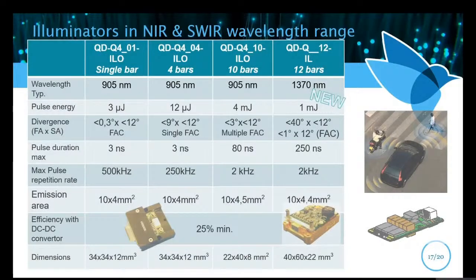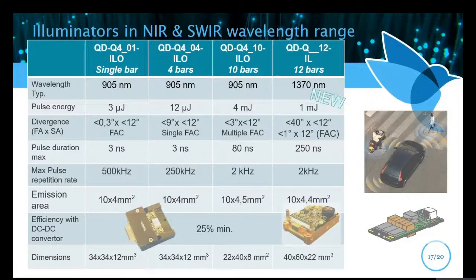Here are some samples of the illuminators lineup in the near-infrared and SWIR wavelength ranges. The available pulse energy scales up with the number of bars integrated onto the illuminator board, from a few microjoules in the very short pulse region, less than 3 nanoseconds, up to the millijoule range for large stacks of up to 10 bars operated with 80 nanosecond pulse duration at a wavelength of 905 nanometers.